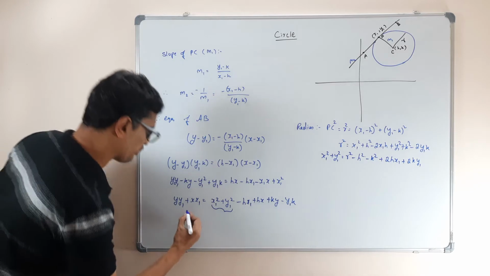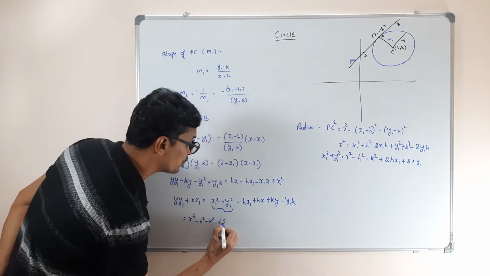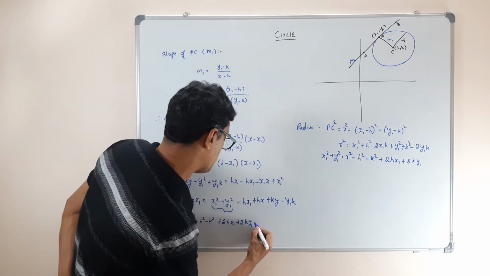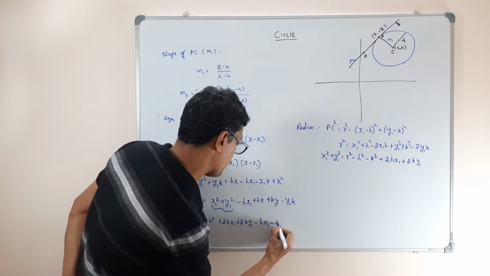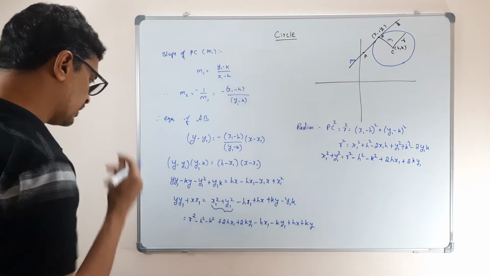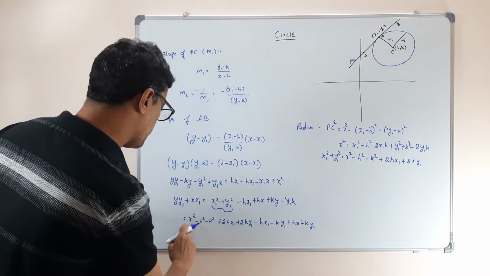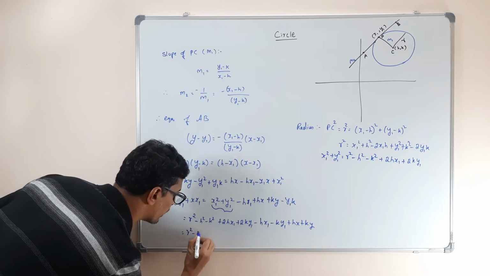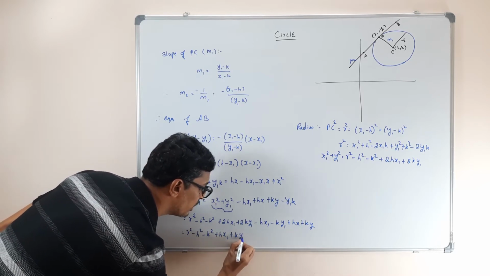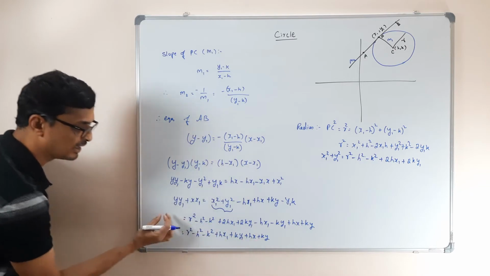So let me substitute that here. What are we going to get? r square minus h square minus k square plus 2hx1 plus 2ky1. And then here minus hx1 minus ky1 plus hx plus ky. Correct? So then this will come out. So this I'll write here: r square minus h square minus k square plus hx1 plus ky1 plus hx plus ky. Now you can take this side, other side, right?